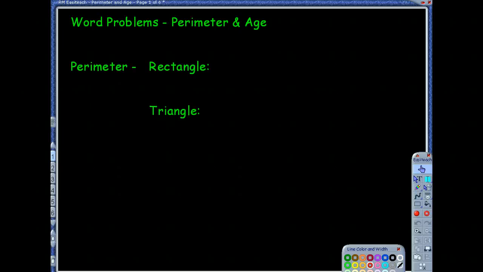For today's word problems, we're going to focus on perimeter and age word problems. And I want to start off with perimeter, just making sure that we're comfortable with some of these ideas of perimeter. When we're talking about perimeter, it is the distance around a shape. Most of us know that, but I think sometimes we get confused with perimeter and area.